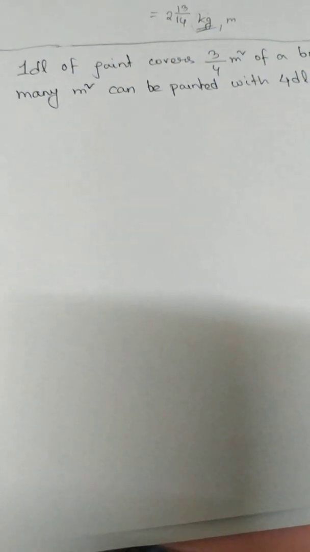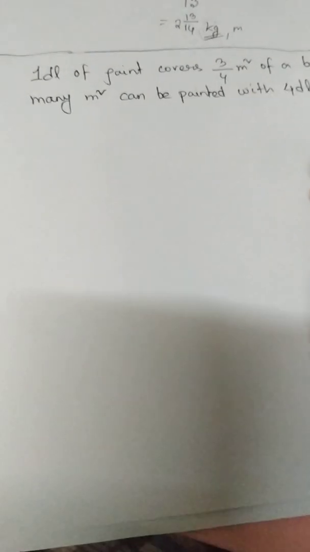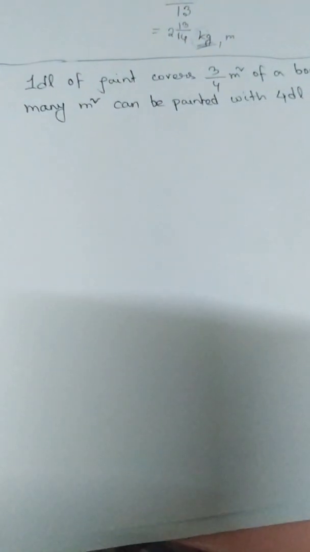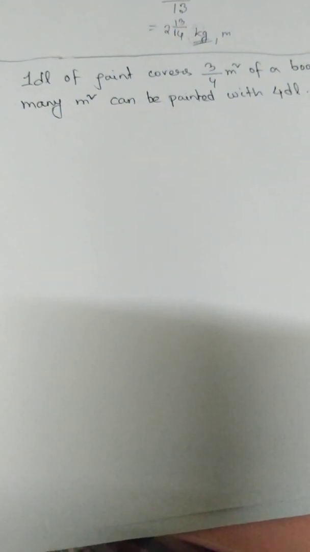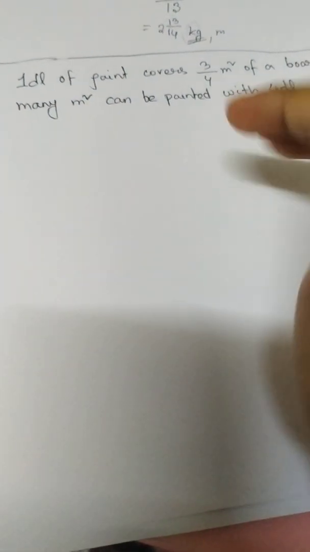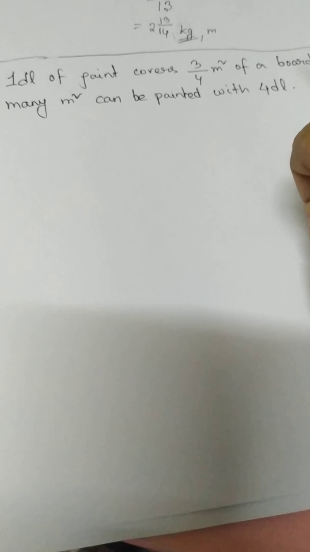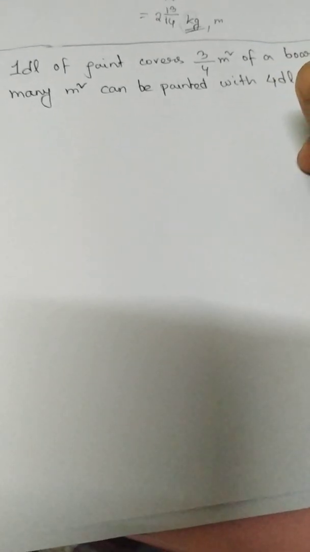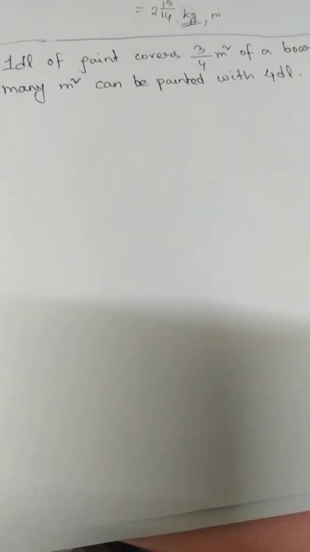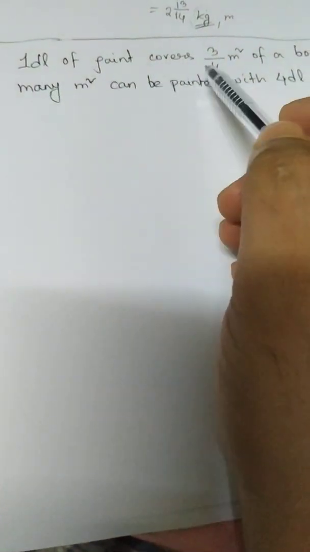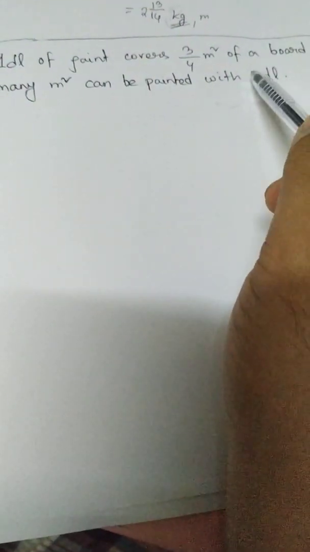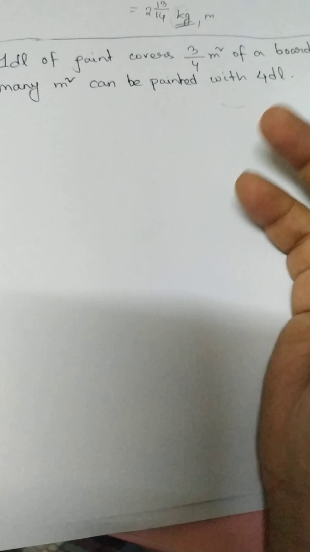So it's very easy. For example, let us say one book costs 5 taka. So for 5 books what will be the cost? 5 into 4, that is 20 taka. So this is also the same. 1 deciliter of paint covers 3 by 4 meter square. So 4 deciliter of paint will cover how many meter square?